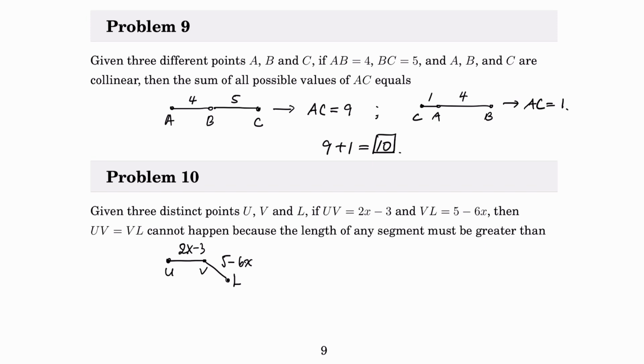They cannot be the same thing because the length of any segment must be greater than, well, let's just try to figure out. 2x minus 3. What happens if they are equal? 5 minus 6 times x. And we get 8x equals 8, and x equals 1. So we think that we found the valid value. But if you plug it in, we can find out an interesting thing. We get negative 1, and at the same time, 5 minus 6 times 1 also becomes negative 1, so we get VL and UV having a negative length, which makes no sense. So I would say the length of any segment must be greater than 0.